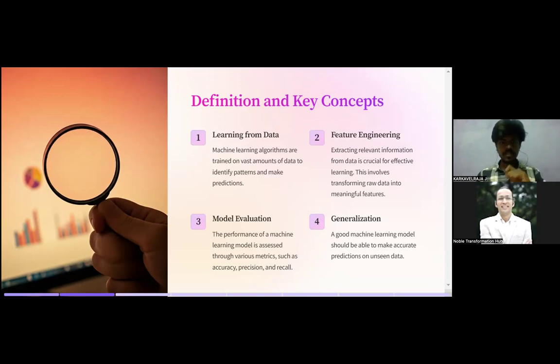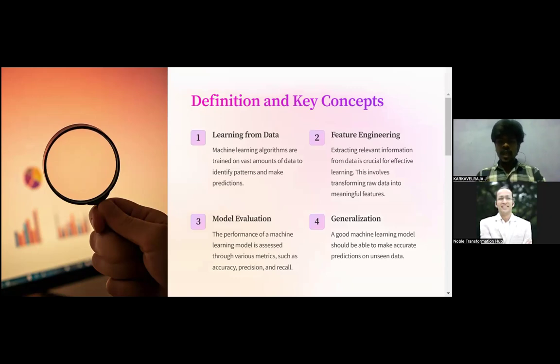Next, model evaluation. The performance of a machine learning model is assessed through metrics such as accuracy score, precision, recall, F1 score, and area under curve. We have already discussed these during the data science sessions, so we are just giving an overview. If you don't understand, please make sure you have watched all the previous videos so that you know what accuracy, precision, and recall are. These are evaluation metrics used to evaluate how the model is performing.